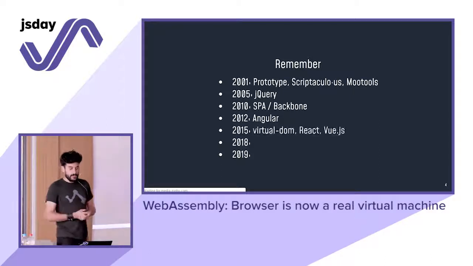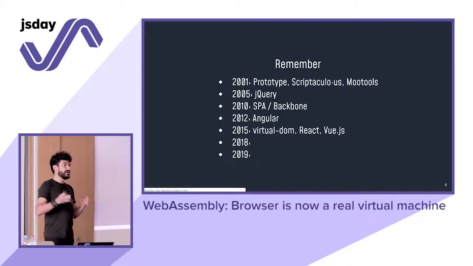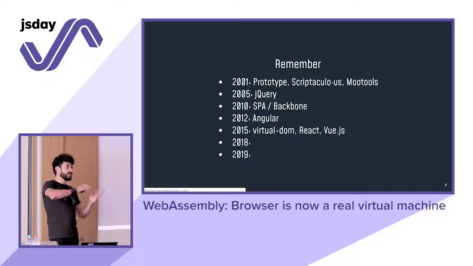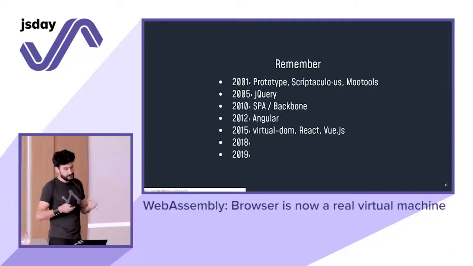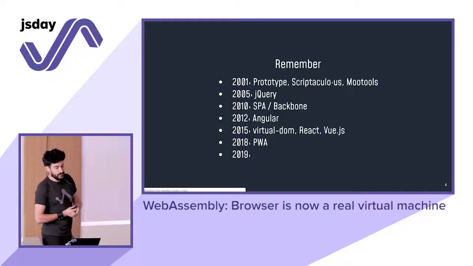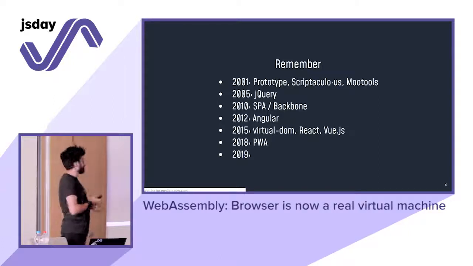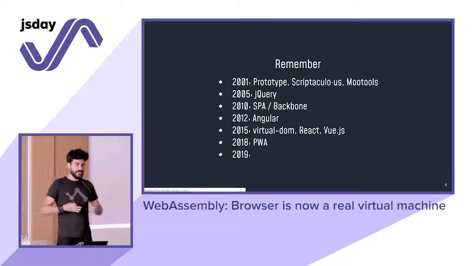2012, Angular. 2015, Virtual DOM, React, Vue.js, etc. We are now constructing trees of components and doing diffs to apply to the DOM to make it more efficient, more reactive, faster, because the DOM is slower by design. So it's a big change too. 2018, progressive web apps. A new magic, new power.